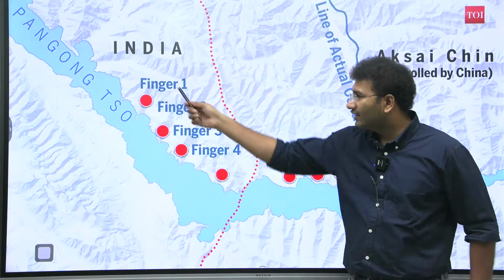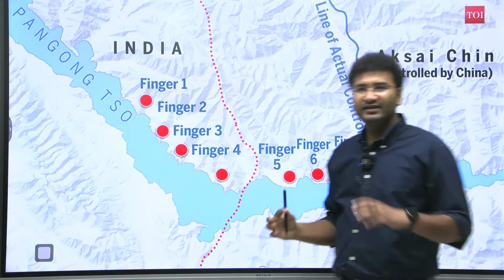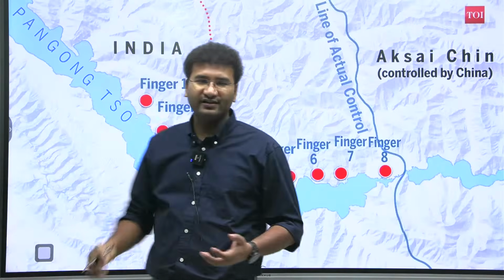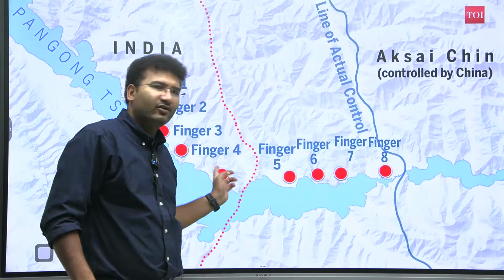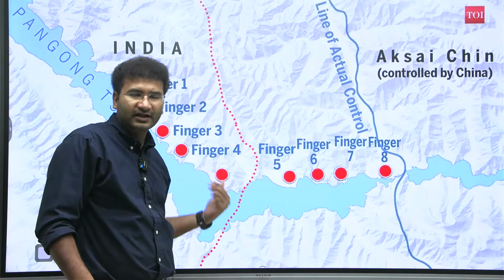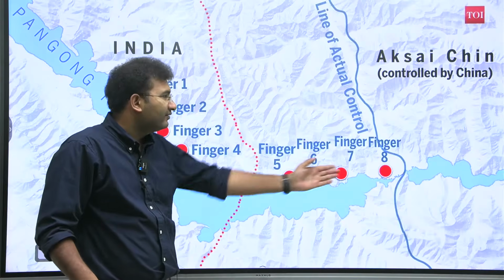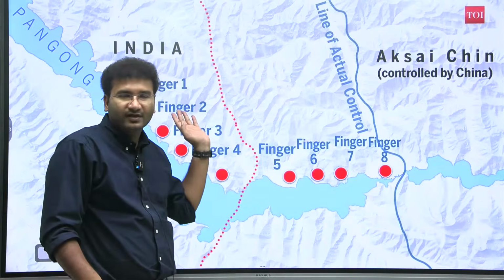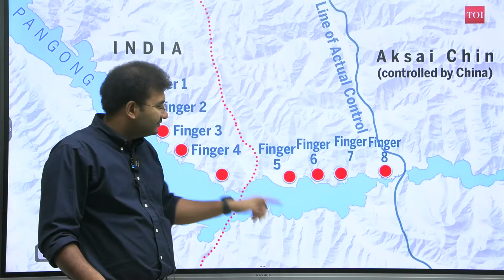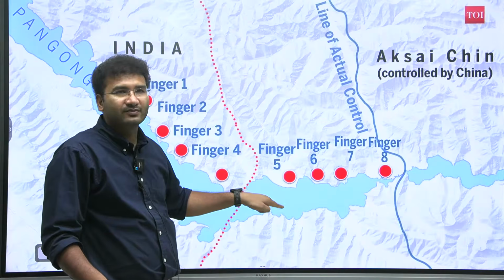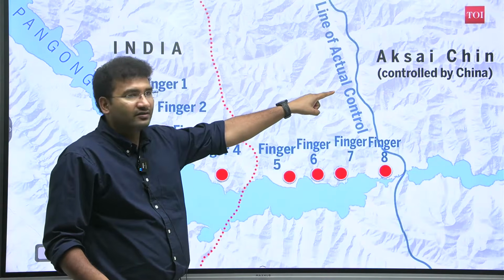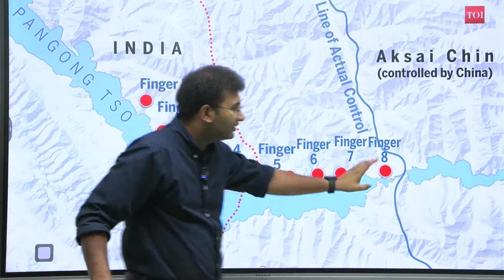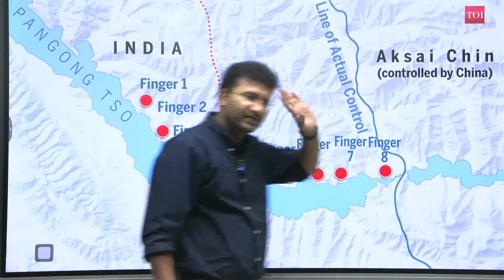So here, finger 1, finger 2, finger 3, finger 4. When you come across these fingers in news articles, it's an indication that the standoff happened here, or the fight or the issues happened here. Like that, we have 8 fingers with respect to Pangong Tso. And that's your Aksai Chin. So this is Chinese controlled territory of the Pangong Tso, but the majority of the area is with them only.